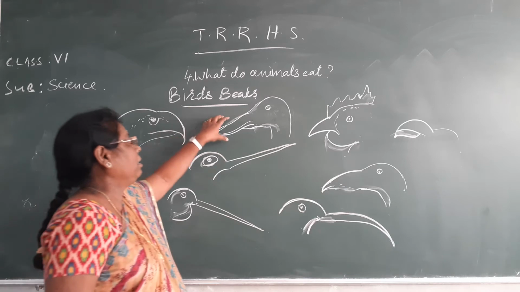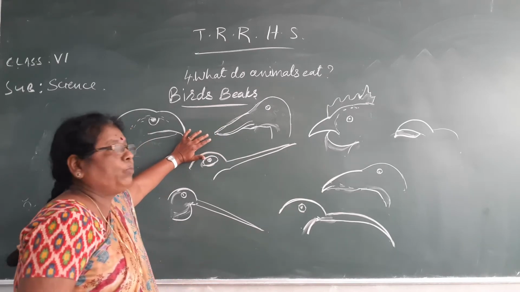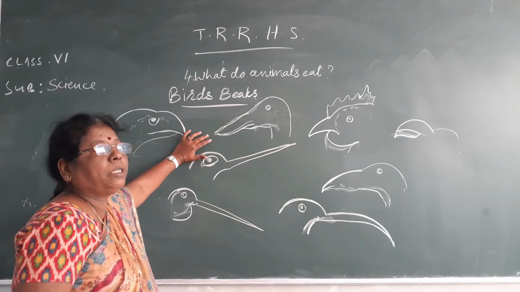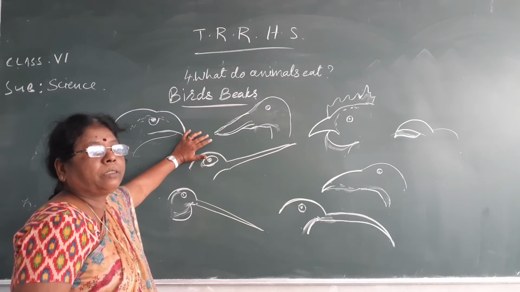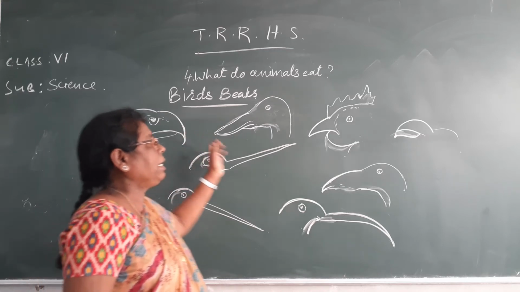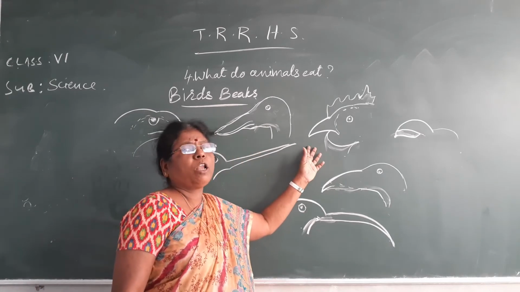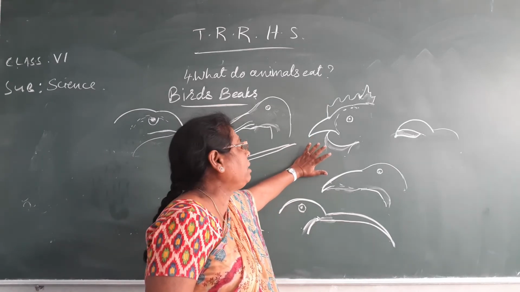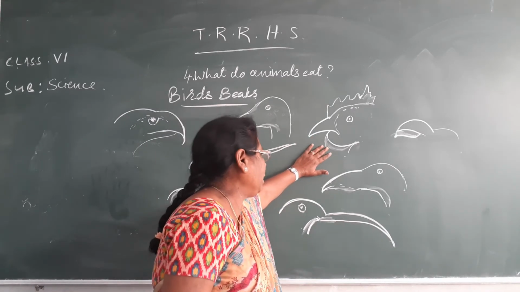This duck will have this type of beak. It catches fishes in the water. It stands still in the water, and when the fish comes, it takes the fish with its beak, isn't it? Here you are seeing a hen. A small beak is there. This beak is used for taking worms and grains from the soil.